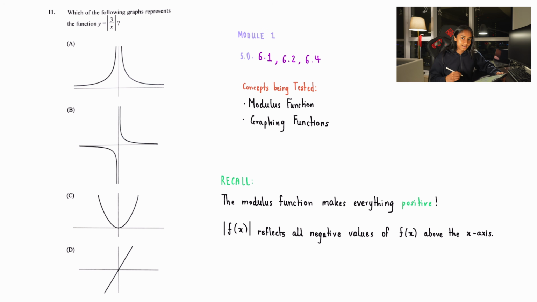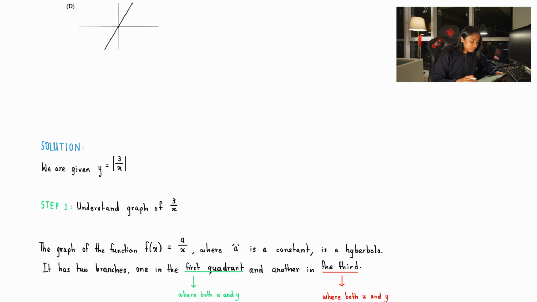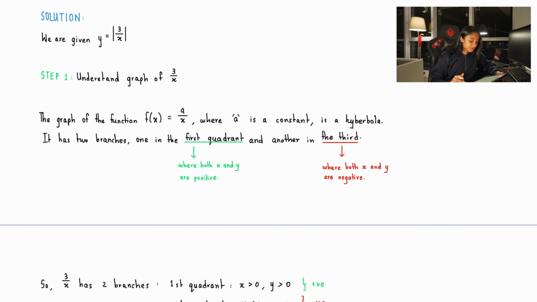So it will look something like that, okay? In fact, just an example, this is what it would look like, okay? So let's go through the options. All right, so we are given y is equal to the mod of 3 over x.